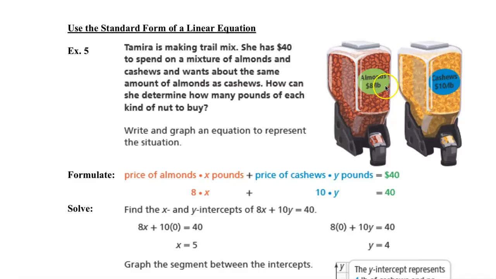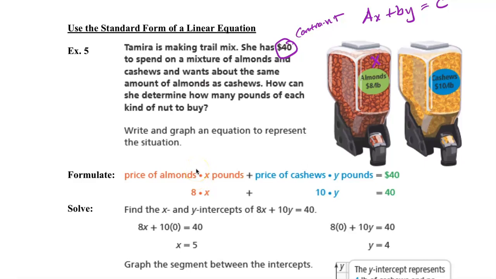So how do we write a graph of this equation? If you remember what we did before, this $40 here, that's our constraint. So we're going to write an equation using the standard form, right? Ax plus By equals C. And C is our constraint. So that's going to be our $40. And what A and B are going to be is the cost of the almonds and cashews. So we let one of them be x, and one of them be y. So it looks like here almonds are x.